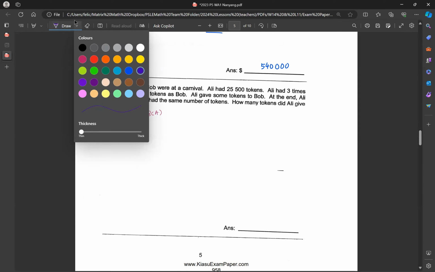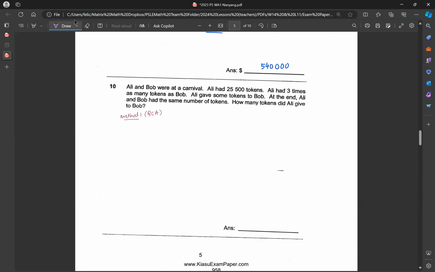So method one, I will use before, change and after to illustrate this whole thing. Let's do the before first. So for before, Ali has 25,500, whereas for Bob, you need to calculate it out because Ali has 3 times of Bob. So that means Bob is lesser, so you have to divide by 3. Let's do the division. If you perform the division, that would give us 8,500. This is the before information.